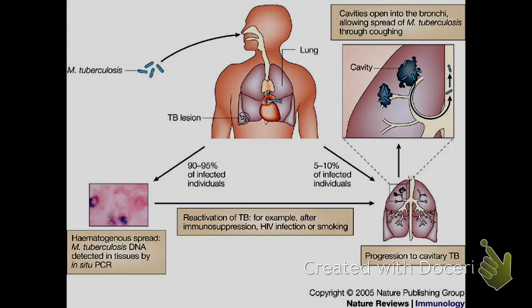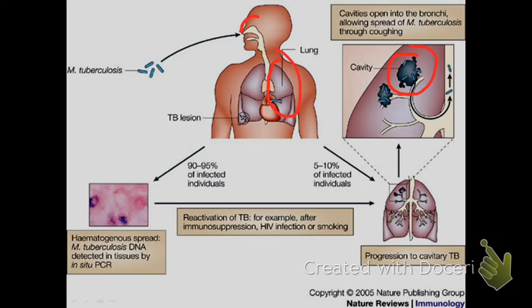So, once you get the organisms by means of droplets, the organisms will of course go to your lungs. So what will happen in the lungs is that the cavity opens into bronchi. Okay, so these are the organisms, allowing the spread of Mycobacterium tuberculosis, and usually you get it through coughing.